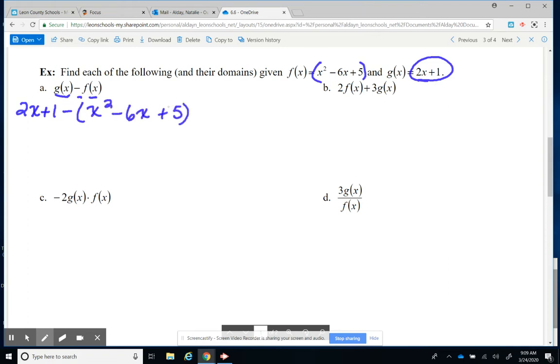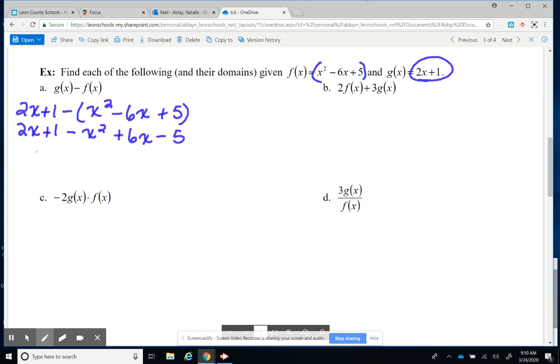Because remember, when you subtract, you always have to put the second function in parentheses so that you can distribute that negative. So we're going to distribute that negative now. So 2x plus 1 minus x squared. Negative times negative makes that a plus 6x. Negative times positive makes that a minus 5.